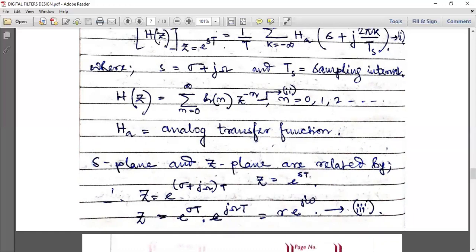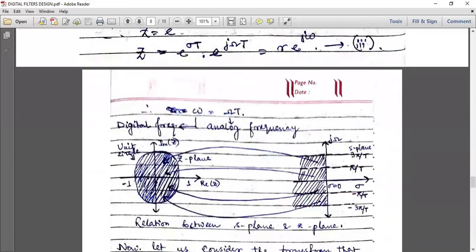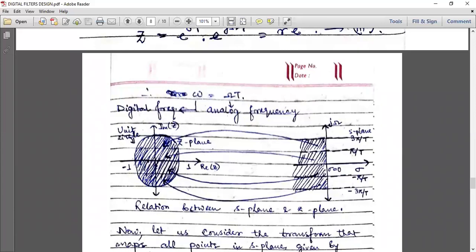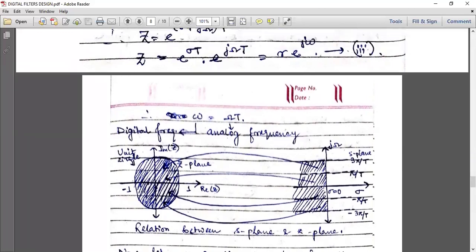Omega t is denoted by omega. The symbol Ohm into T is denoted by omega. Clear? So R into e to the power j omega. Clear of all? So where this Ohm symbol is nothing but the analog frequency, and omega is nothing but the digital frequency. Ohm is the analog frequency and omega is the digital frequency.